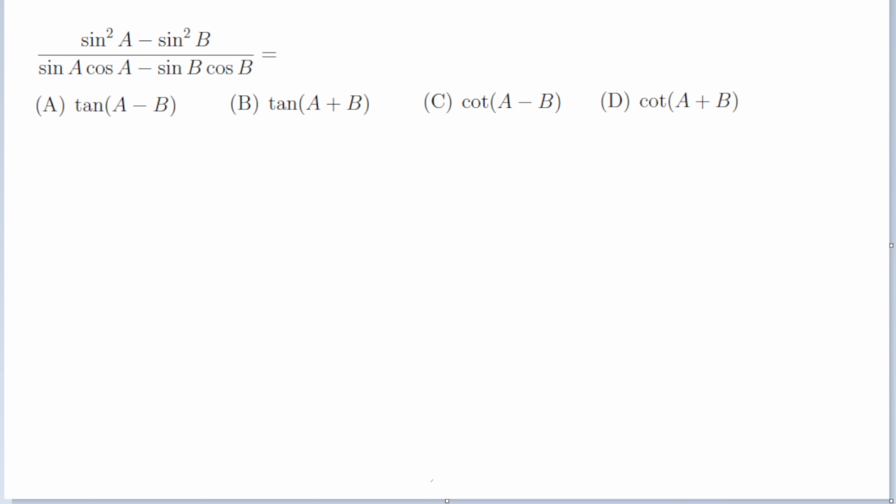This is the next question on trigonometric identities, and we have been given an expression sin square a minus sin square b upon sin a cos a minus sin b cos b, and we have to find which of the given options it is equivalent to. We observe that in all the options we have compound angles, that is either a plus b or a minus b with either tan or cot. Okay, so let us see how to do that.